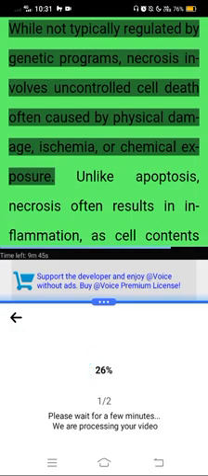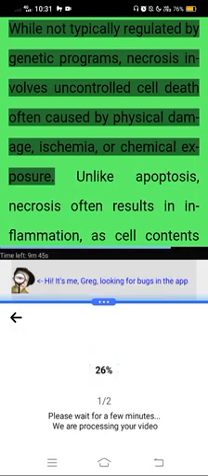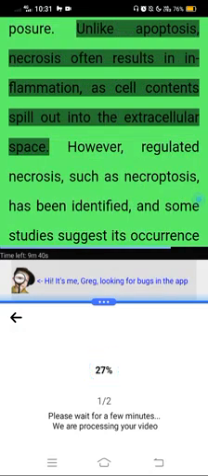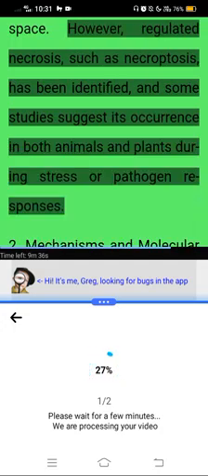1.3 Necrosis. While not typically regulated by genetic programs, necrosis involves uncontrolled cell death often caused by physical damage, ischemia, or chemical exposure. Unlike apoptosis, necrosis often results in inflammation, as cell contents spill out into the extracellular space. However, regulated necrosis, such as necroptosis, has been identified, and some studies suggest its occurrence in both animals and plants during stress or pathogen responses.